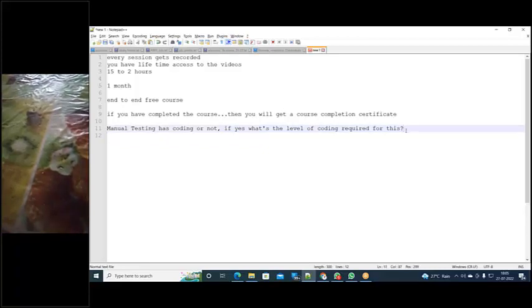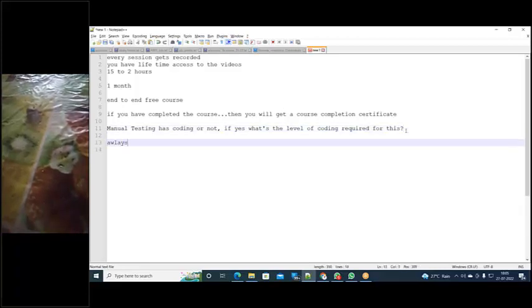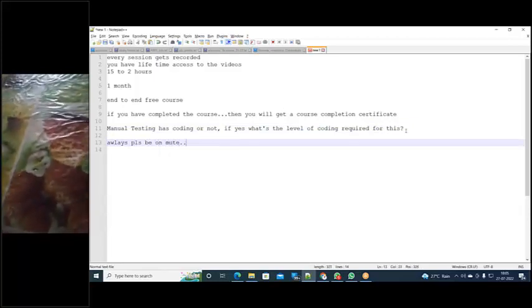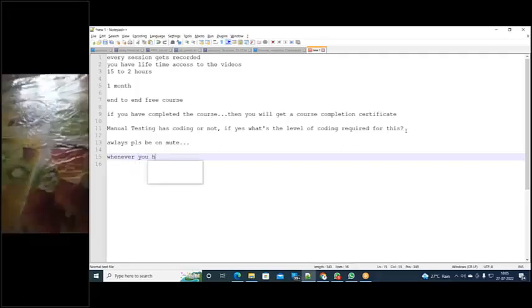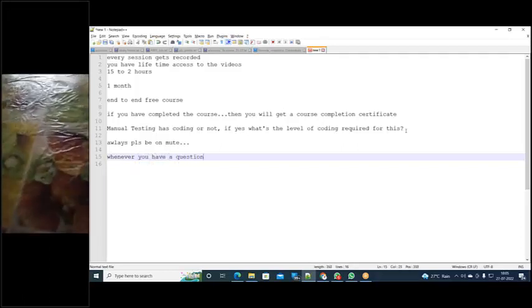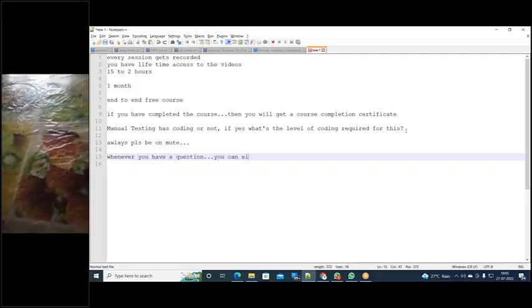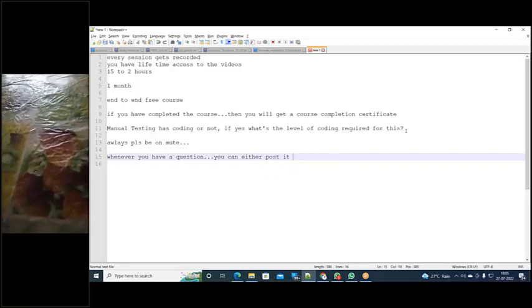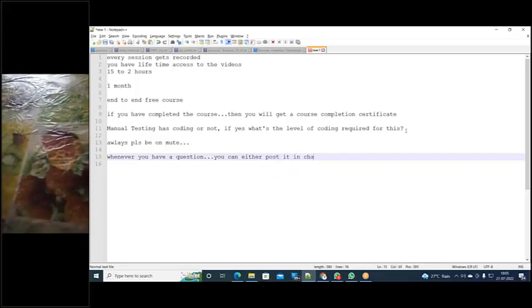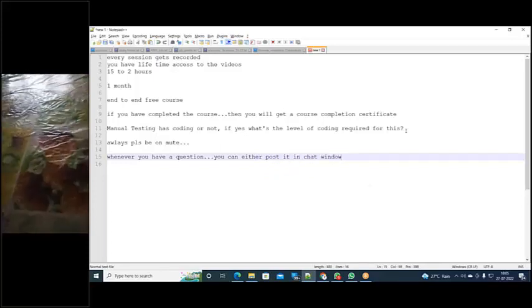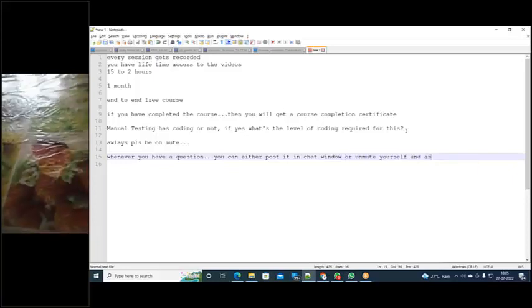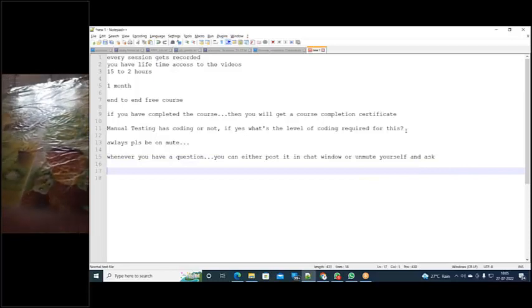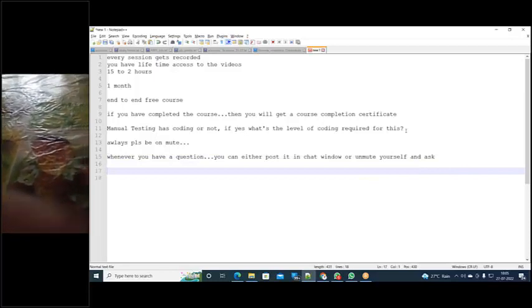Always please be on mute. And whenever you have a question, you can either post it in the chat window of GoToMeeting, or unmute yourself and ask. So these are the ground rules. With these ground rules, we will go ahead.